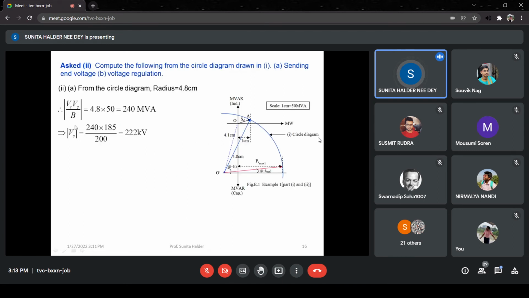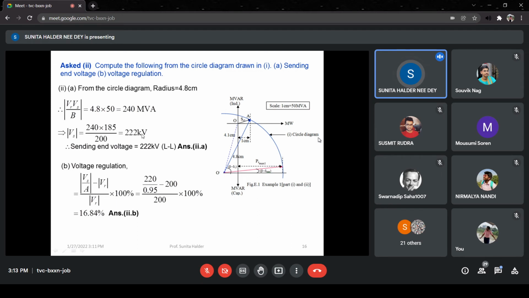Then from there we can find out VS, right? Here for VS we have no need to convert into phase, line to line, because all are directly in line to line, right? So the calculation is very easy. Then if we know the VS, we can calculate voltage regulation.